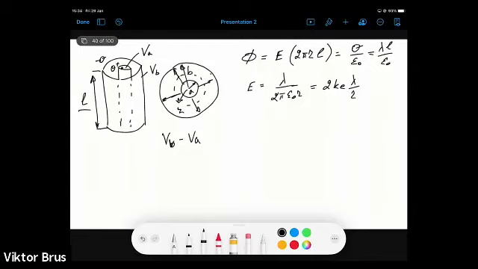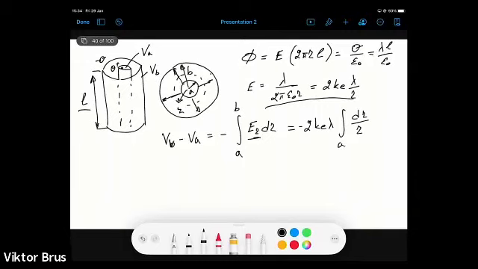So the potential difference will be equal to minus integral from A to B of E R dr, assuming the cylindrical symmetry. In this case, we substitute now the electric field inside this capacitor, and it will be minus 2 ke lambda integral dr over r from A to B.